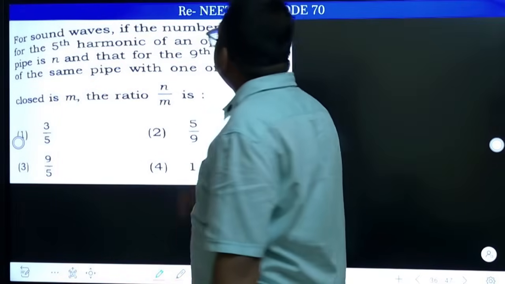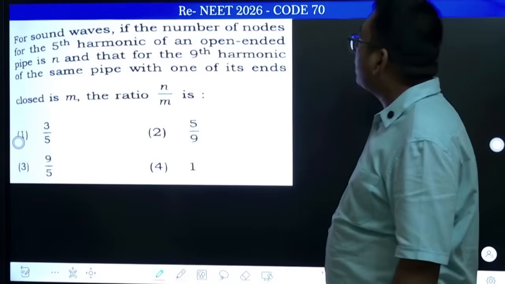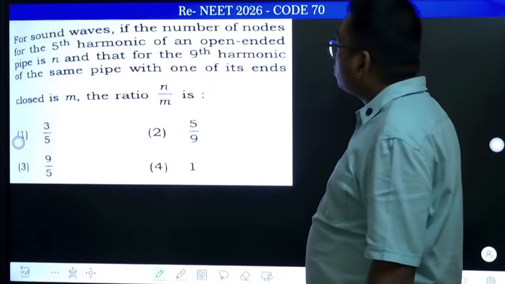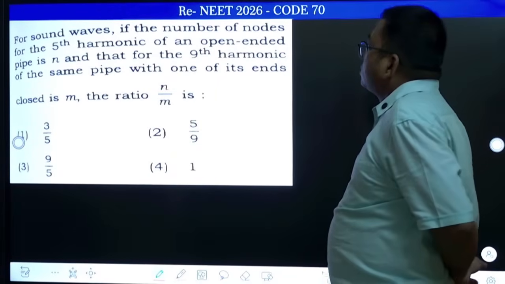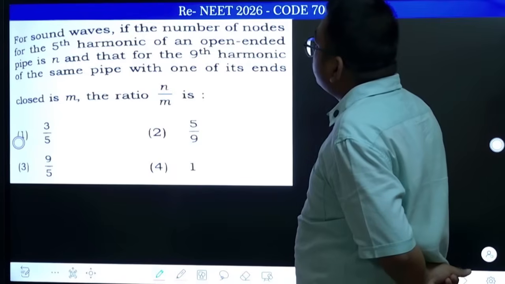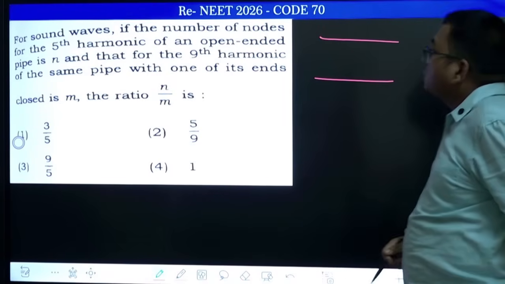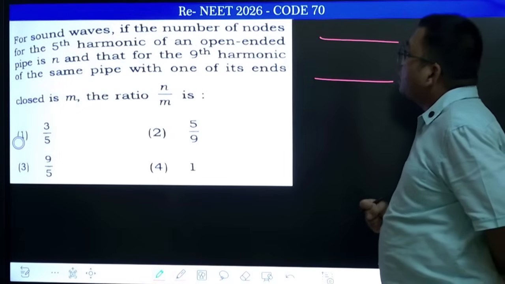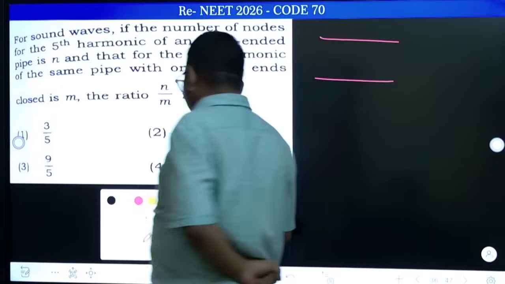For sound waves, the number of notes for the fifth harmonic of an open-ended pipe is n, and that for the ninth harmonic of the same pipe with one of its ends closed is m. Then the ratio n by m is? Open-ended means both sides are open. Fifth harmonic of an open-ended pipe: what does that mean?